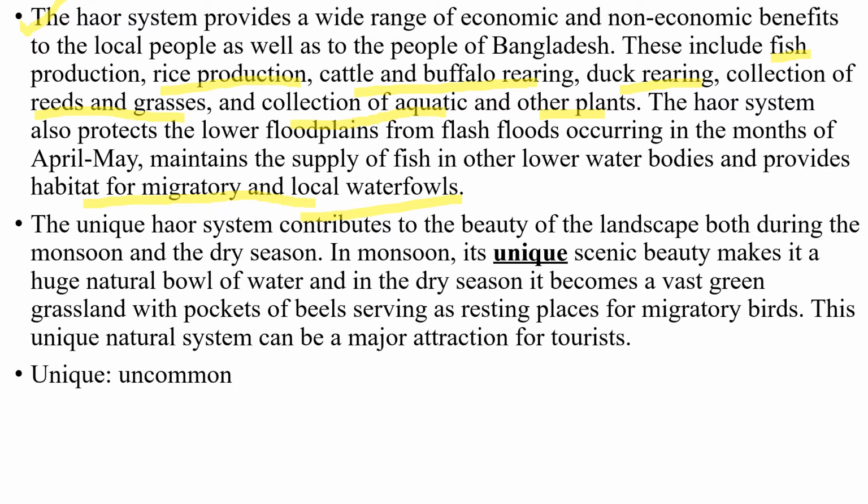And the unique Haur system contributes to the beauty of the landscape both during the monsoon and dry season. In monsoon, the unique scenic beauty makes it a huge natural bowl of water, and in the dry season, it becomes a vast green grassland with pockets of beels, serving as a resting place for migratory birds. This unique natural system can be a major attraction for tourists. If it is maintained properly, it could attract many tourists.